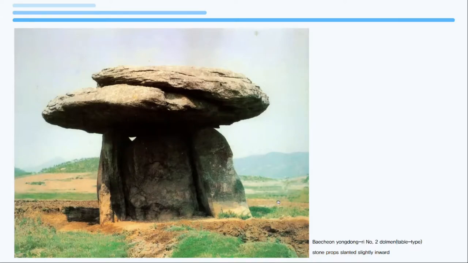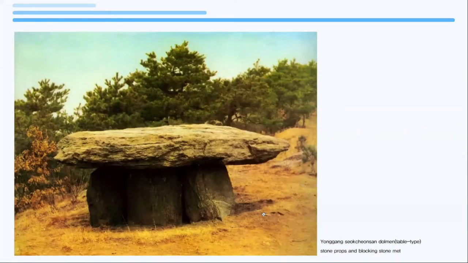Yongnongni number two dolmens, the same type, stone flowers slightly inward. Yonggang Seokcheon-san dolmens, same type, table type dolmens. Stone flowers and the broken stone meat.